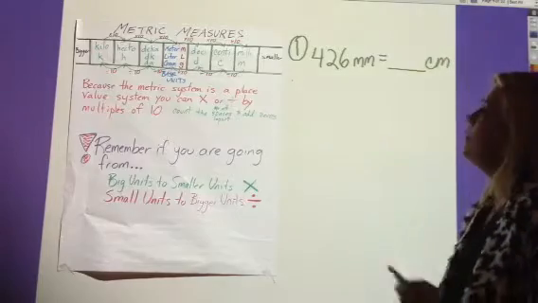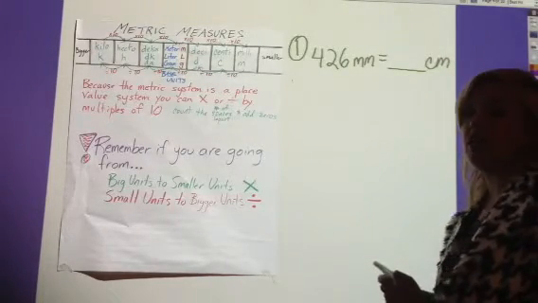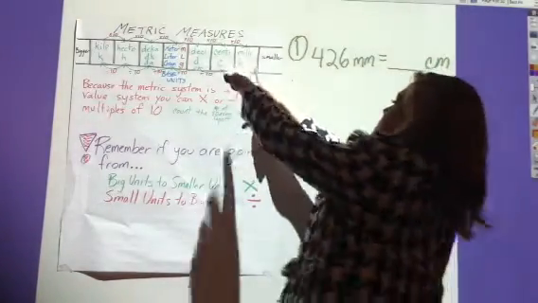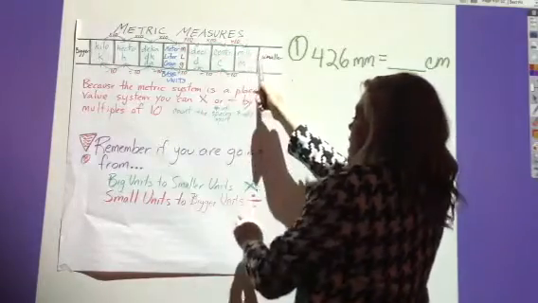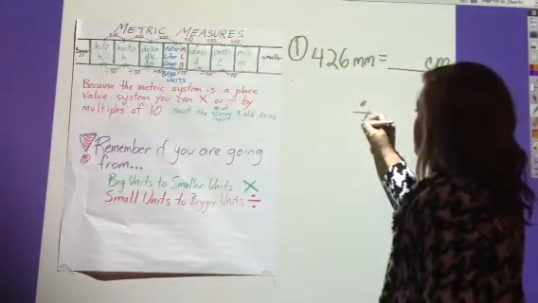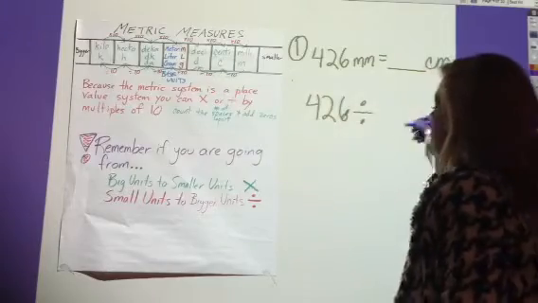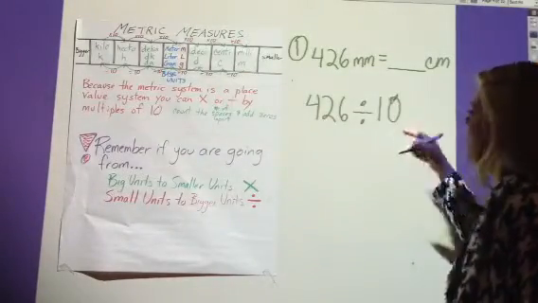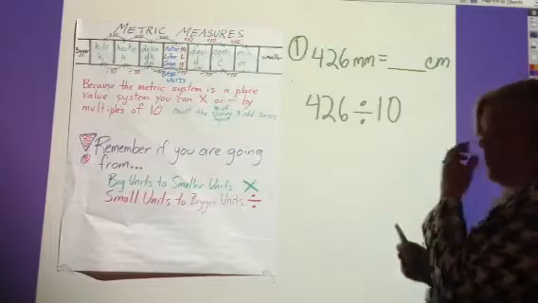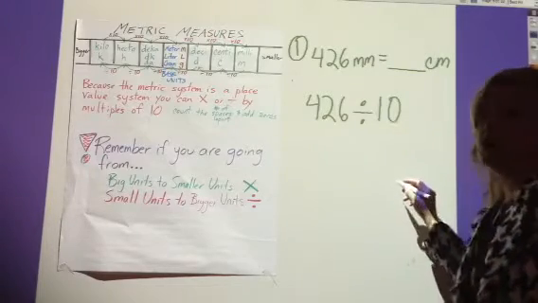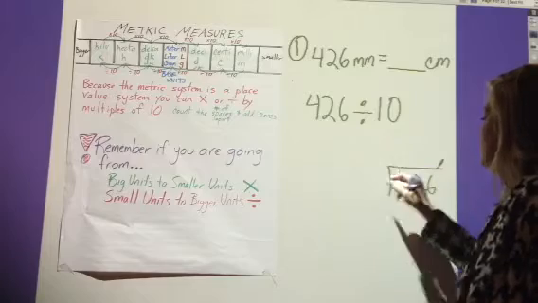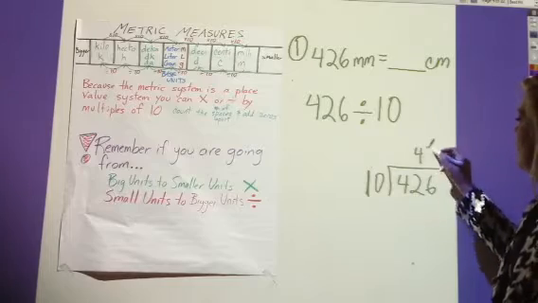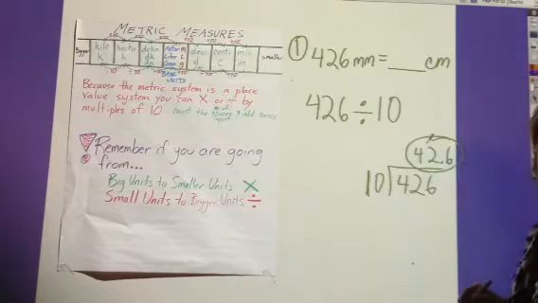So here we go. Our first example is 426 millimeters, and I need to convert that into centimeters. I'm starting with millimeters here. I'm moving to centimeters. I'm going from smaller units to bigger units. I know that operation is divide. I'm going to do 426 divided by something. And since it's only one space away, I'm going to put 1 0 after my 1. So it's 426 divided by 10. Now if I wanted to, I could do the long division of 426 divided by 10, and I would find out that the answer would be 4.26.